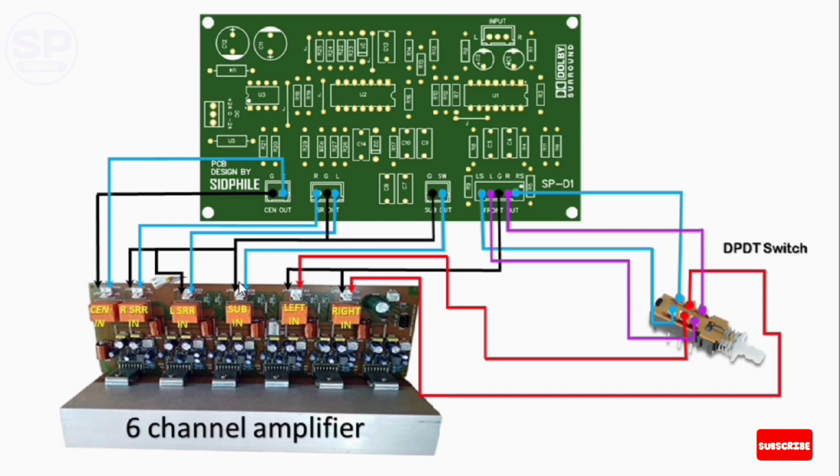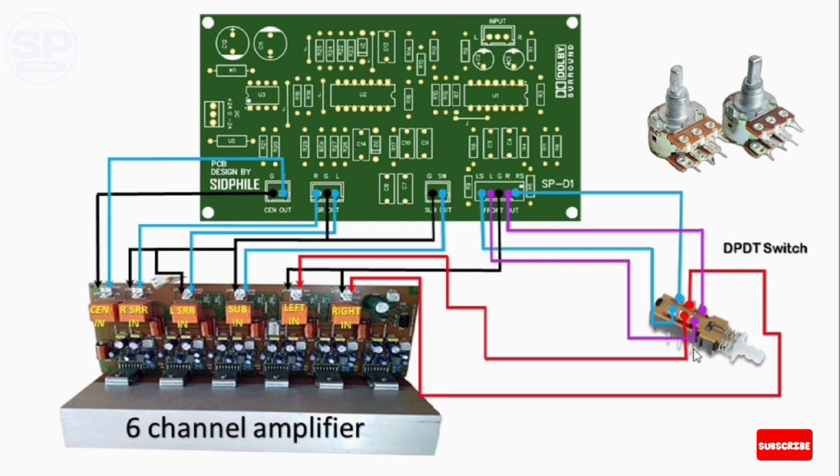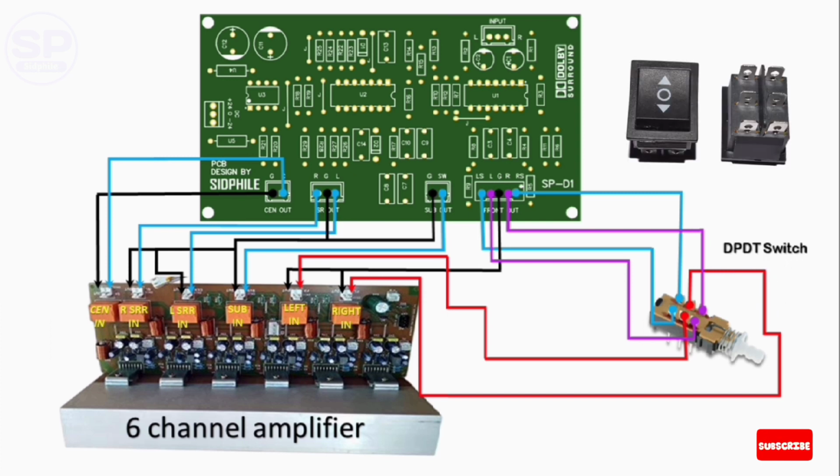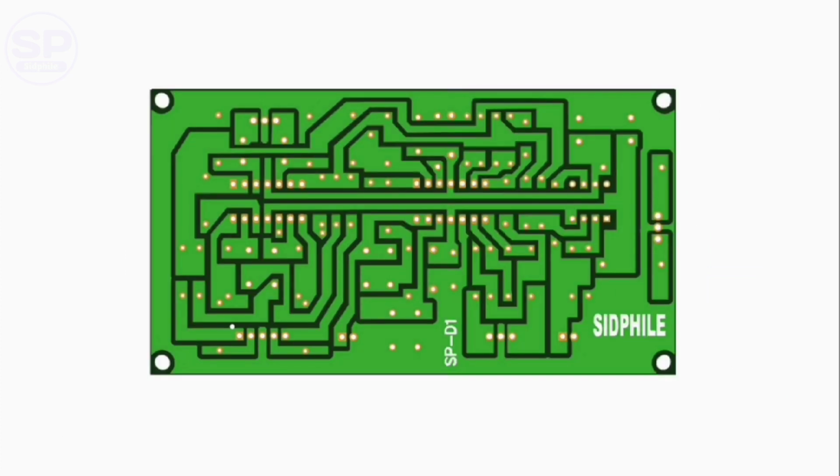Connect here for the potentiometers. Use two separate single potentiometers for center and sub, and two separate dual potentiometers to control the surround and left right channels. We use a DPDT push switch here. Instead of this you can also use a DPDT rocker switch. This is the bottom side of the PCB.